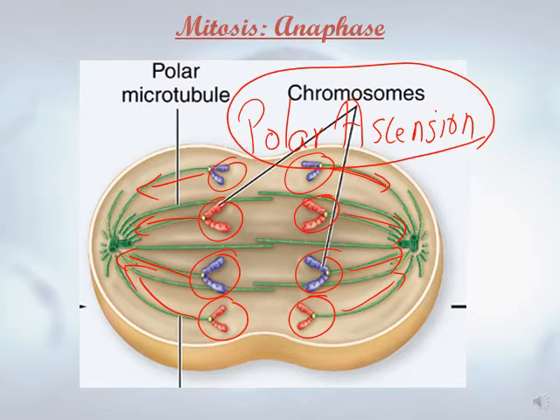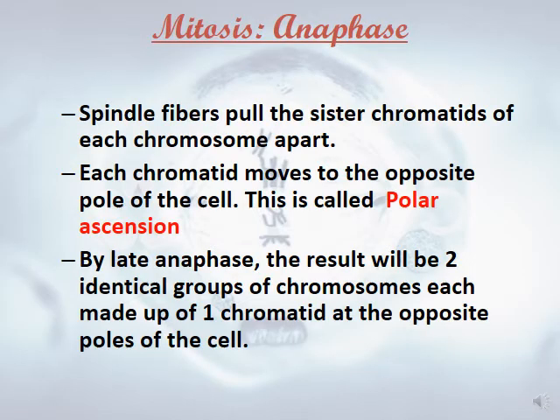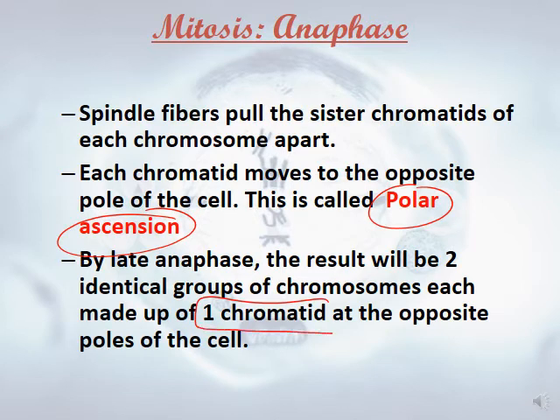As in metaphase, we have the equatorial plate. So the result will be two identical groups of chromosomes. Each chromosome is made up of one chromatid at the opposite pole of the cell. So the events of anaphase: spindle fibers pull the sister chromatids of each chromosome apart. Each chromatid moves to the opposite pole of the cell. This is called polar ascension. And by late anaphase, the result will be two identical groups of chromosomes, each made up of one chromatid at the opposite poles of the cell.